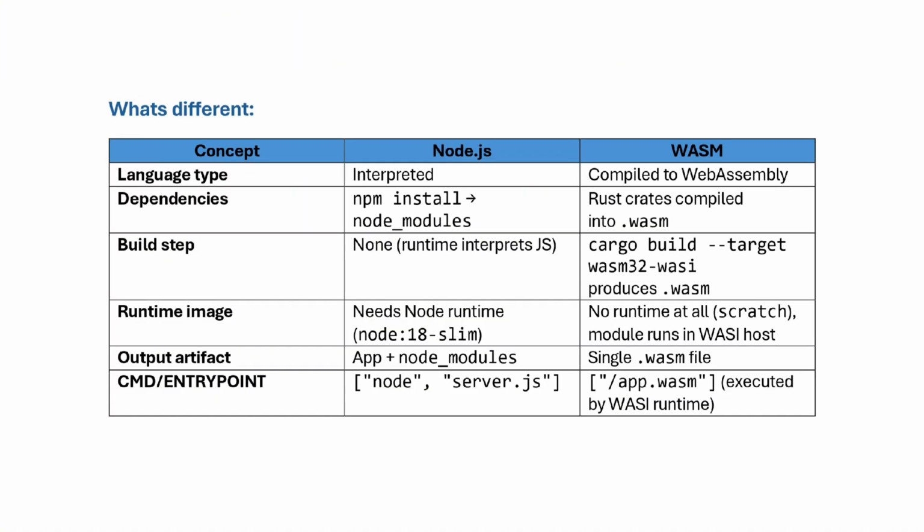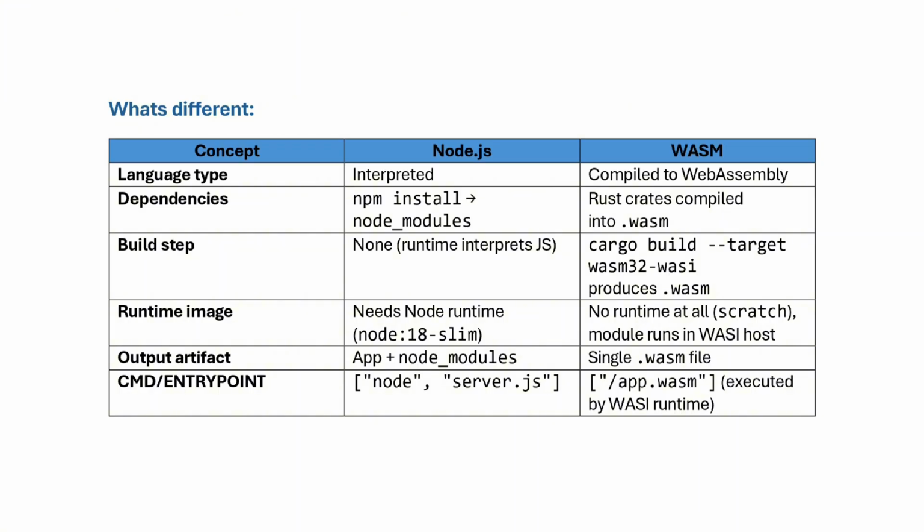So what's different? Language type. Node.js is an interpreted language type. WASM is compiled to WebAssembly language type. Dependencies. In Node.js it is npm install, that is node_modules. In WASM, that is cargo build, which compiles into .wasm. Build step. In Node.js it is none because the runtime interprets the JS. In WASM it is cargo build --target wasm32-wasi that produces .wasm.